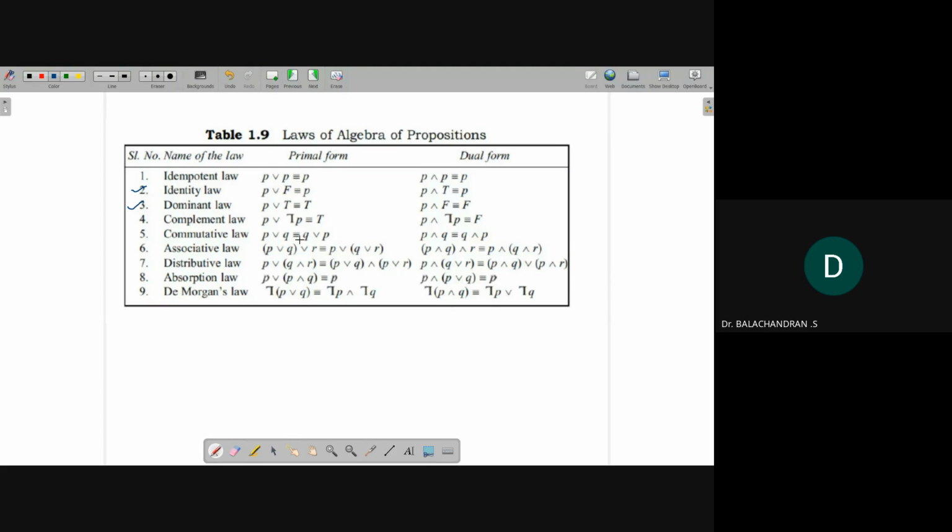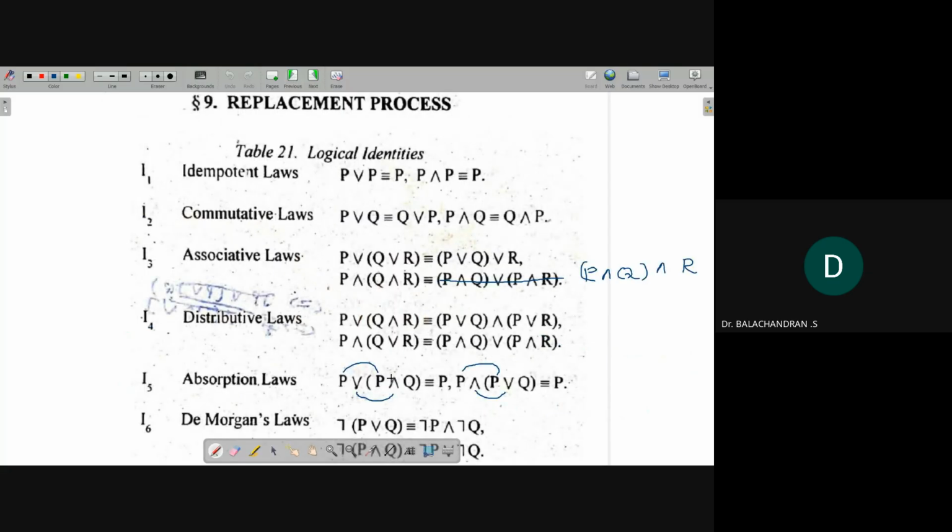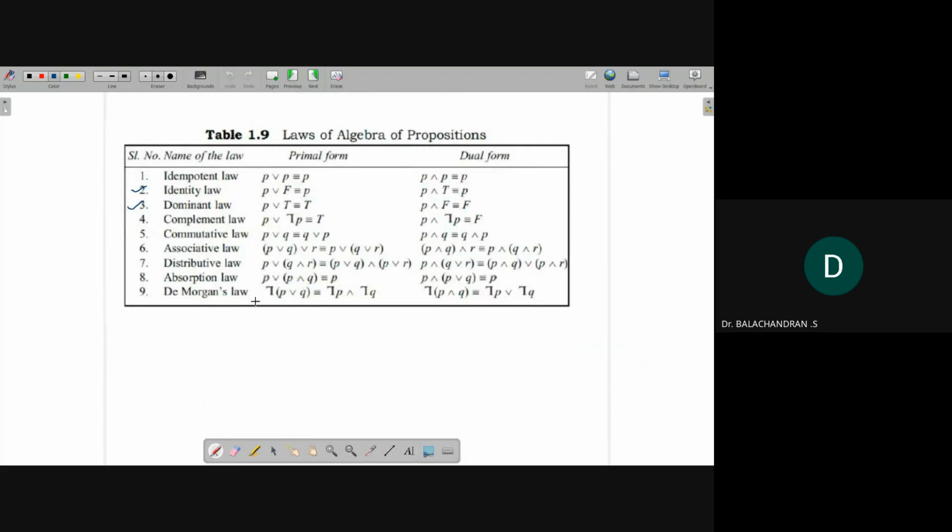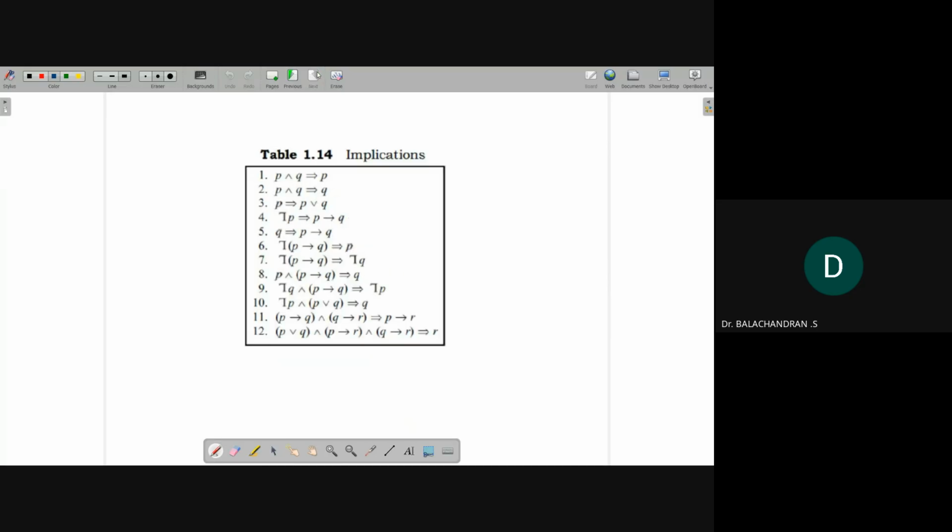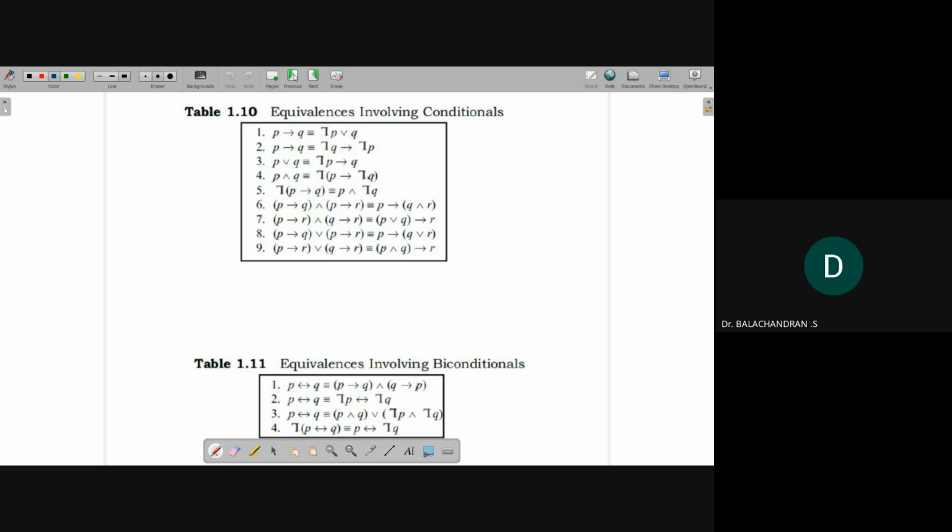Commutative: P or Q equal to Q or P. Similarly, P and Q is equal to Q and P. Associative law, we saw already with its dual form. Distributive law also we saw, with its dual form. Absorption law, we saw here, with its dual. De Morgan's law also we saw. Once you know this, you can write the dual form. I think you still have three more tables. Then I'll stop today's class.